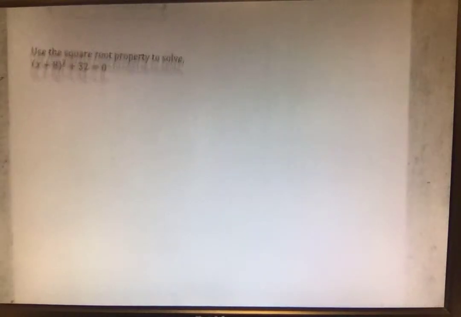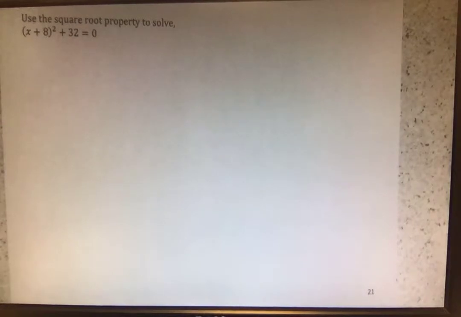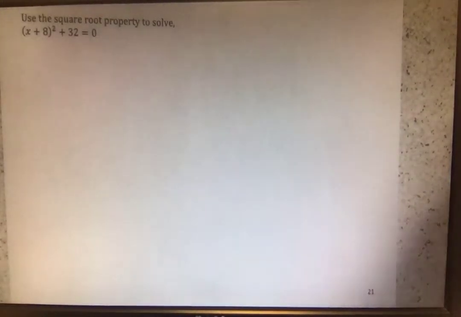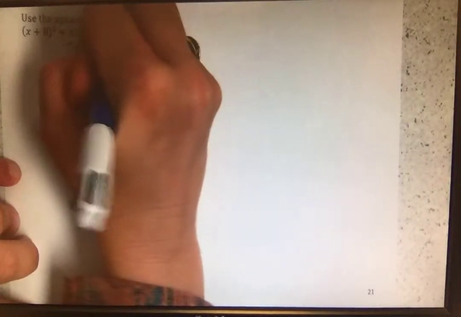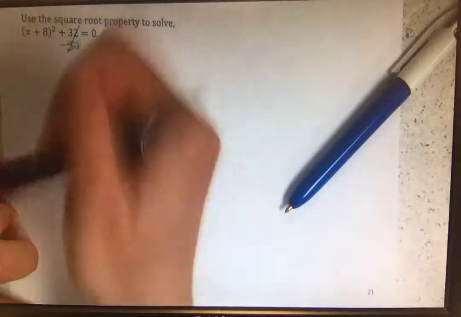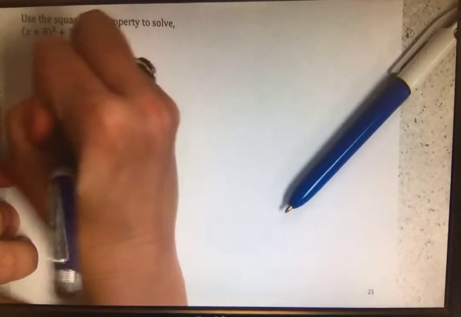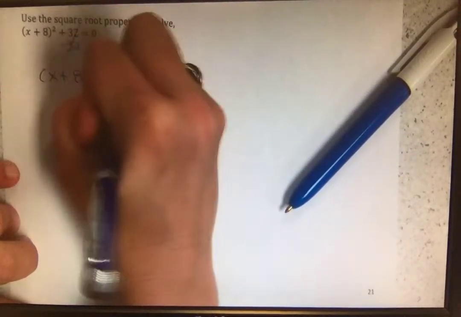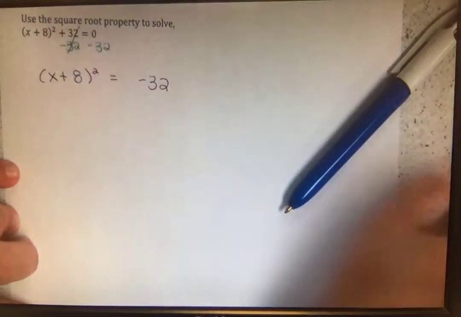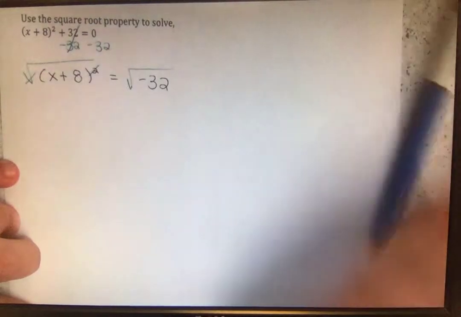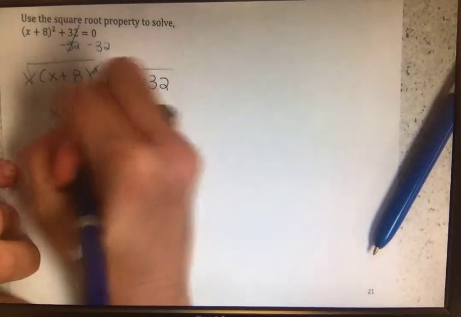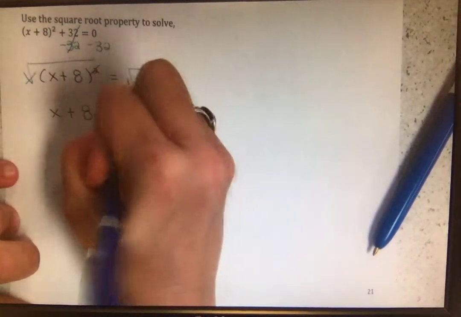Last example for this note, use the square root property to solve (x plus 8) squared plus 32 equals 0. The first thing, working from the outside in, is we want to get rid of this 32, so we subtract 32 from both sides. So we have x plus 8 squared equals negative 32. Getting rid of that squared, we square root both sides. We are left with x plus 8, and we took the square root, so we know it's going to be plus or minus.